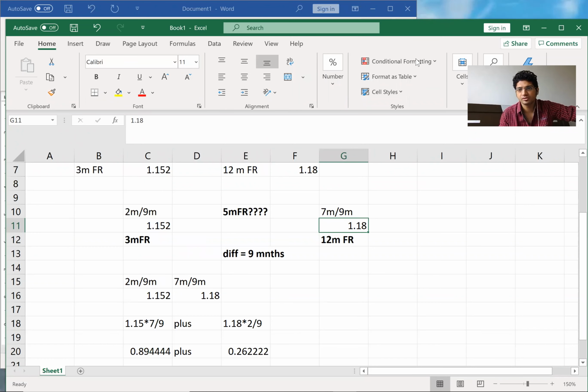Okay, see if you understood this. So first try and calculate whatever is given. Then just form a timeline and calculate the difference of the months. Once you have the figures, cross multiply them.